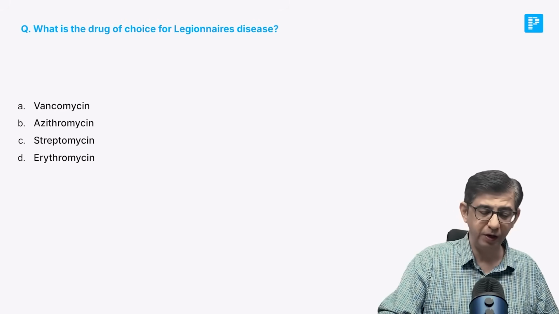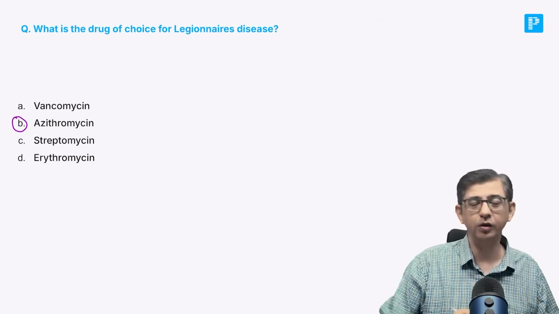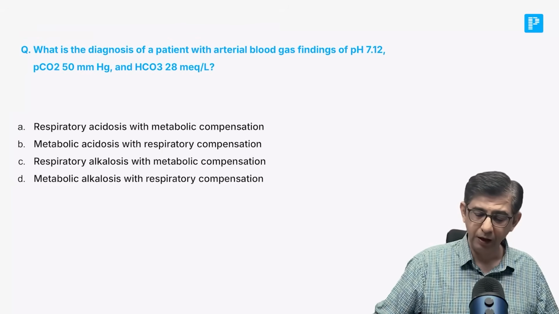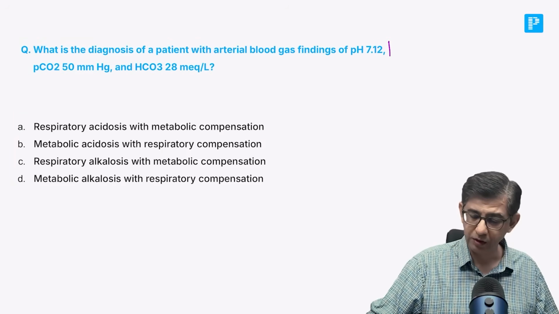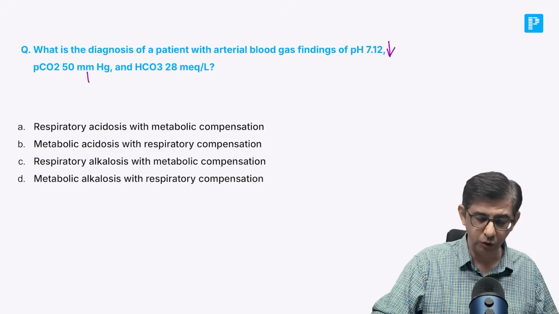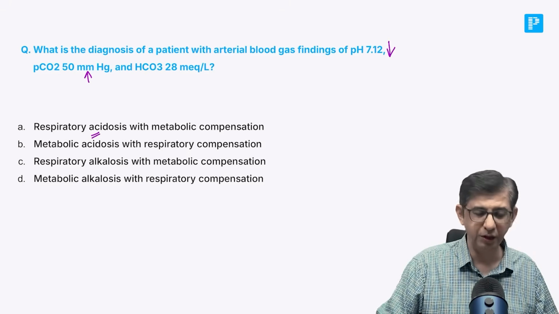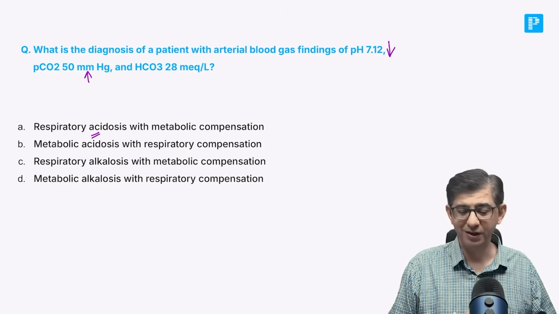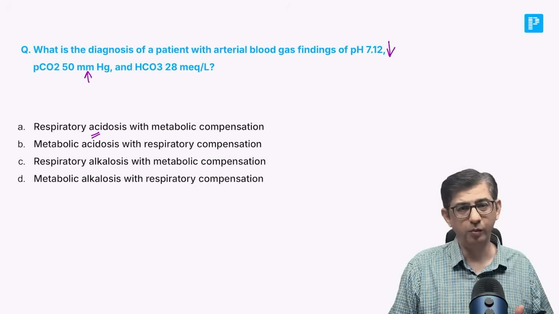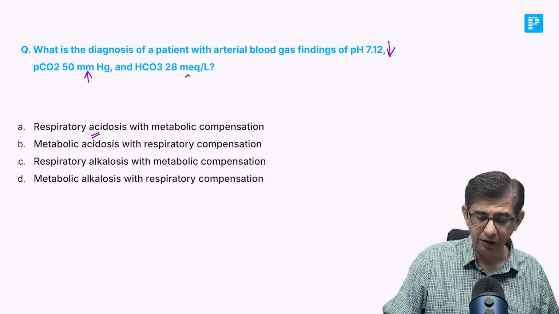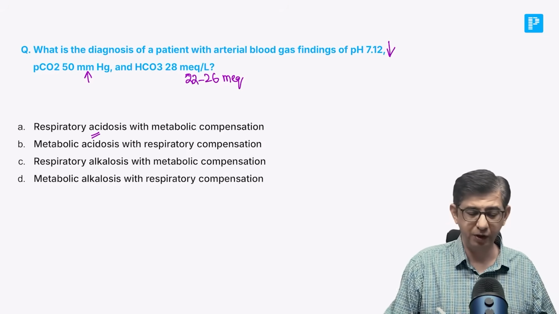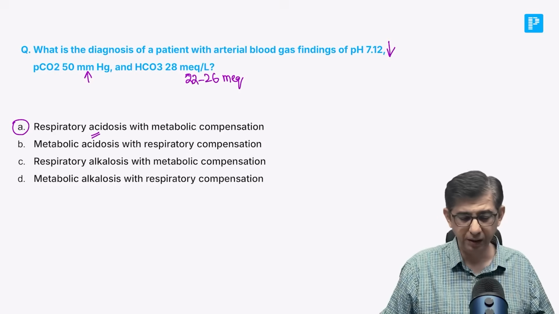Legionnaire's disease is caused by Legionella pneumophila. It is an atypical organism, and that is why the antibiotic that we use is azithromycin. In the ABG report, you can notice that the arrow of pH and PCO2 is going in opposite directions, so that immediately tells me it is respiratory acidosis. Even if I don't know it is a metabolic compensation by increase of bicarbonate, normal is 22 to 26, it really doesn't matter. Even in this particular question, you can notice that it is the upgrade of bicarbonate that's happening. So the correct answer here is option number A.